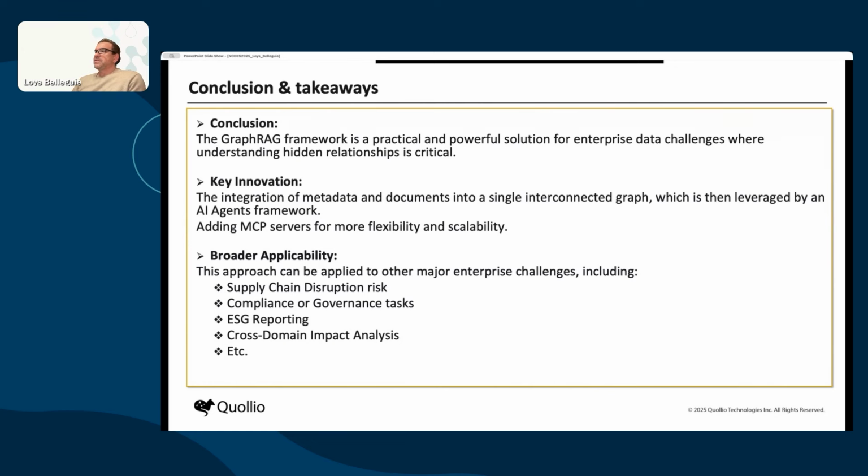And adding the MCP server also adds a lot of flexibility and scalability here, as I showed in the last slide. And again, that can be applied to any kind of business problem, like supply chain disruption risk. This is something that is very important recently, but also compliance and governance tasks can be done more automatically, and especially for AI governance, that's very important.